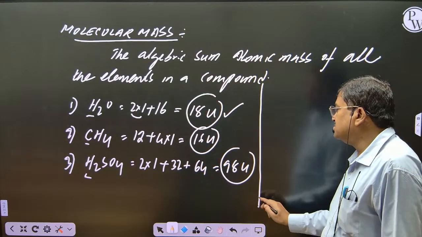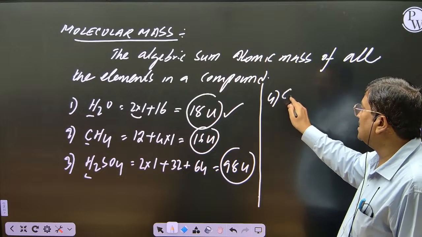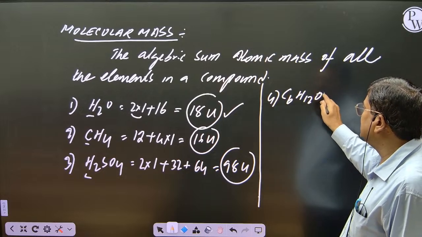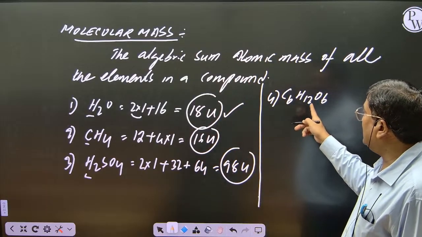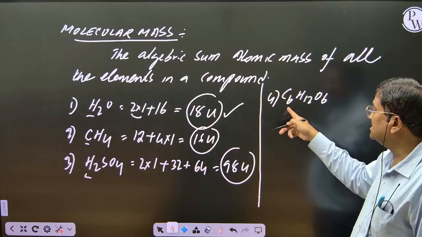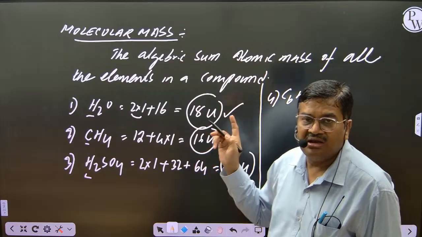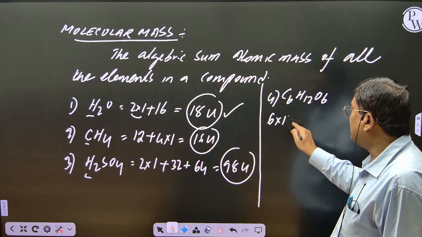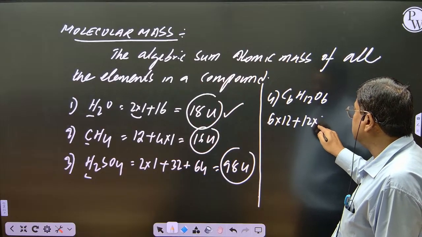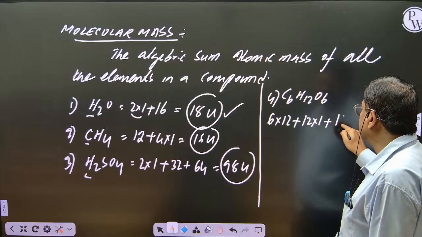So simple, understood. Same way I am taking glucose. What is the formula of glucose? C6H12O6. There are how many carbons here? 6 carbons, hydrogens 12, oxygen 6. What is the atomic mass of one carbon? 12. So 12 of 6. So you have to multiply this 6 with 12, plus hydrogen atomic mass is 1, plus oxygen 16 into 6.